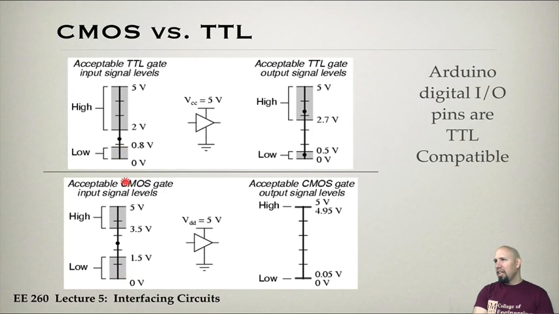And this 2 volts down here that's acceptable by TTL is not acceptable as a high by CMOS. So there are some conflicts.